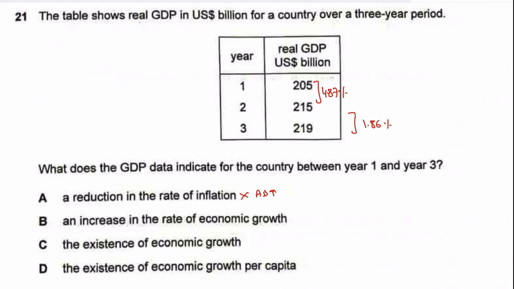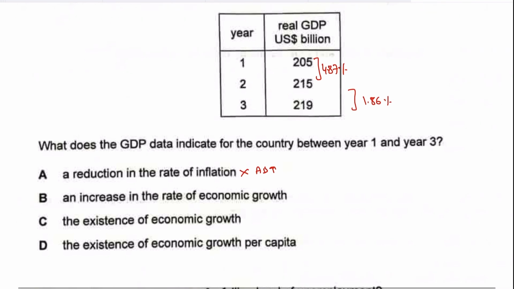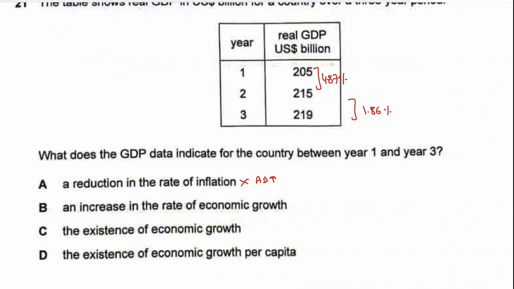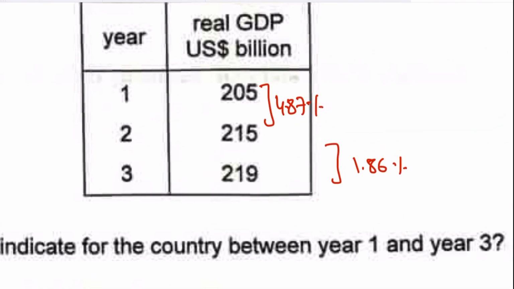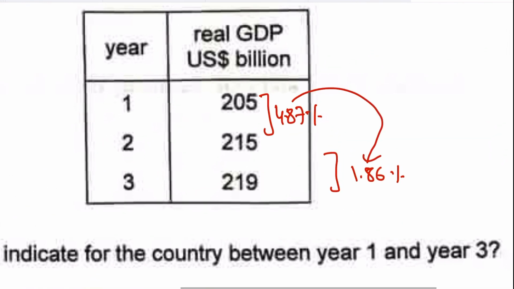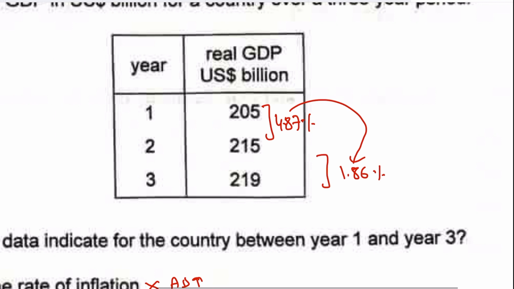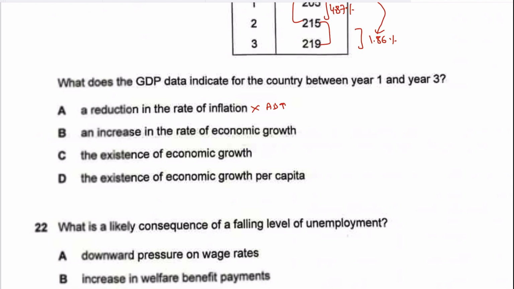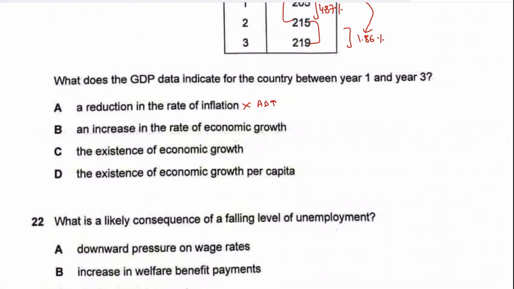So inflation would go up in that case. An increase in the rate of economic growth, yes, this will be the answer. My bad. This will not be the answer, because the rate of economic growth is actually going down from 4.8% to 1.86%. From year 1 to year 2, the rate of economic growth in terms of real GDP is 4.87%. You take the percentage change of these values, and then you take the percentage change of these values. So the rate of economic growth is going down. However, although the rate of economic growth is going down, there is still economic growth. So C should be the answer.